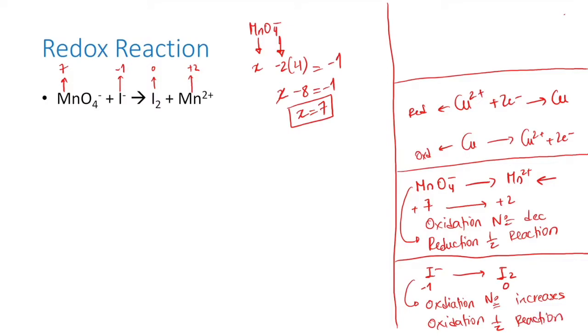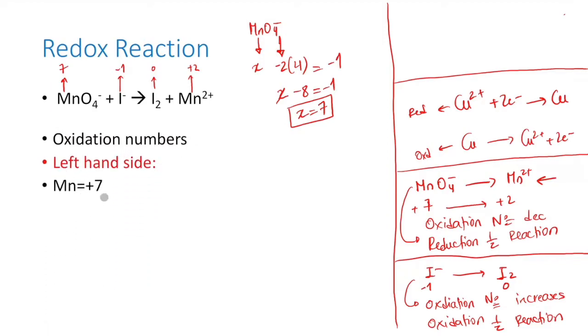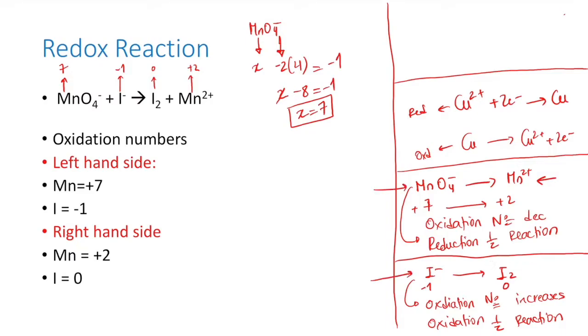Okay. So let's see the oxidation numbers. On the left hand side we have +7, and -1, the iodide was -1. On the right hand side we have +2 and 0. This means, as I've mentioned, that the manganese is undergoing a reduction half reaction. MnO4 minus is undergoing reduction to become Mn2 plus, whereas I minus is undergoing oxidation to become I2. Note that these two half reactions are not balanced, and this redox reaction is also not balanced.